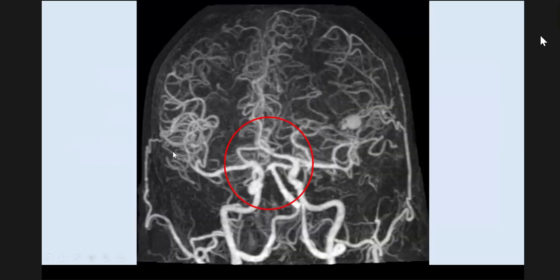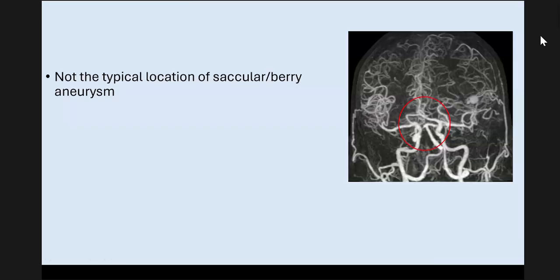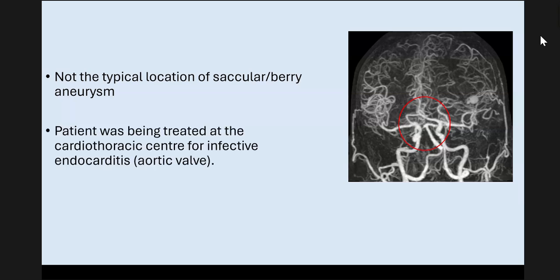So, this is where you would expect the main branch of the circle of Willis. Okay. This aneurysm is miles away from the circle of Willis. This is not where you will find a typical saccular or berry or degenerative aneurysm. This is far, far away. Not the typical location of a saccular berry aneurysm. And the important bit of history, which I did not give you because I did not get the history initially, was that the patient was treated at our local cardiothoracic center for infective endocarditis. The patient had infective endocarditis involving the valve, and that gave it away.